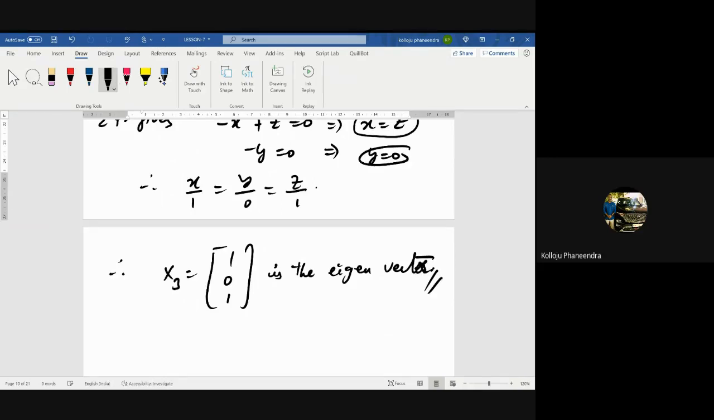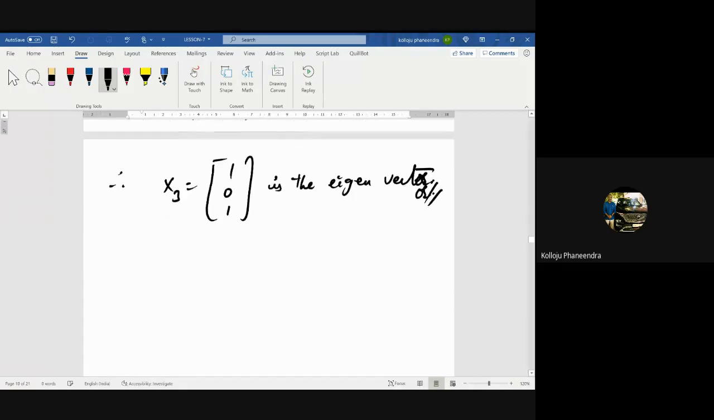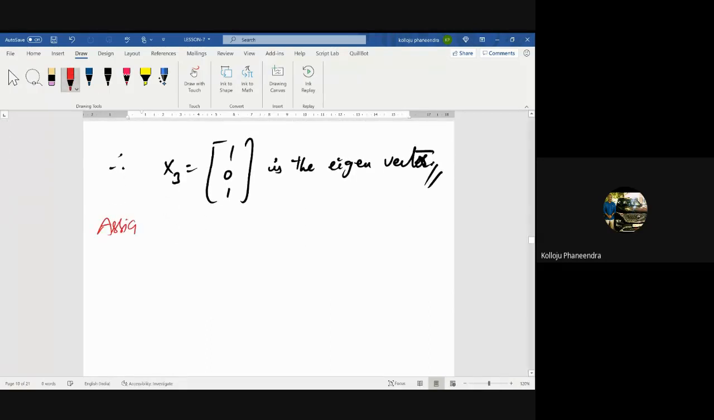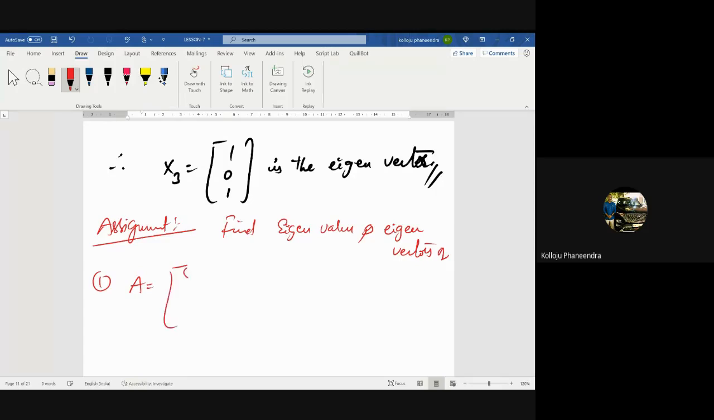Okay, these are the problems based on eigenvalues and eigenvectors. Take an assignment. Find eigenvalues and eigenvectors of the first matrix A equal to 8 minus 6 2, minus 6 7 minus 4, 2 minus 4 3.